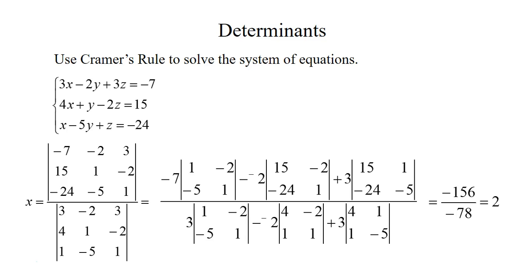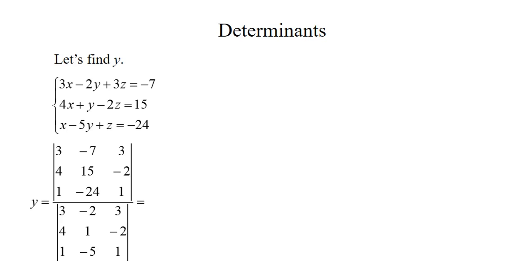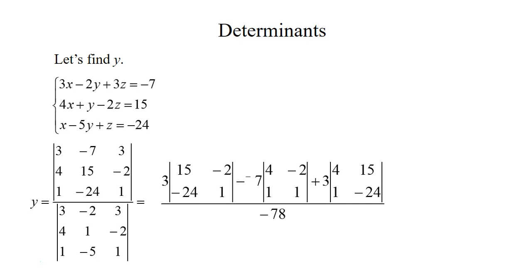Now keep in mind that the y variable can be found by using the same determinant in the denominator. So we're going to just use -78 in the denominator to evaluate y. In our numerator, we're replacing the second column with the constants. And then we're going to evaluate the determinants. So we ended up with 5 for y.